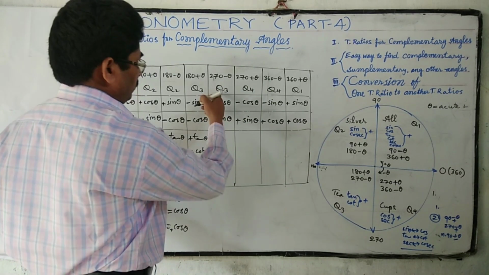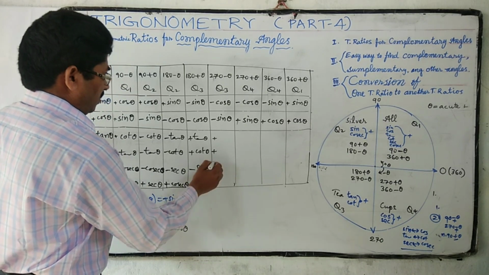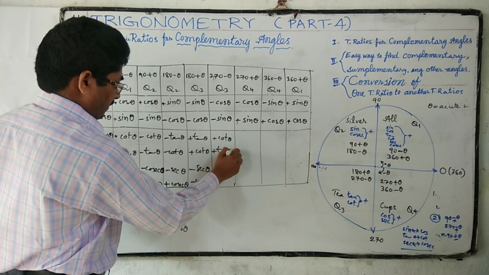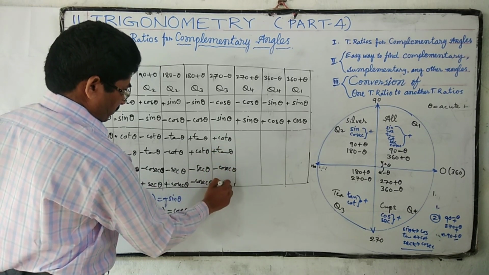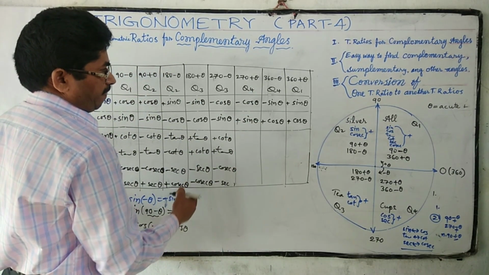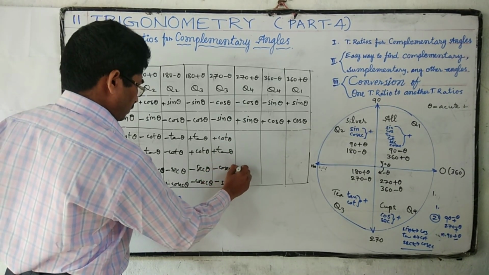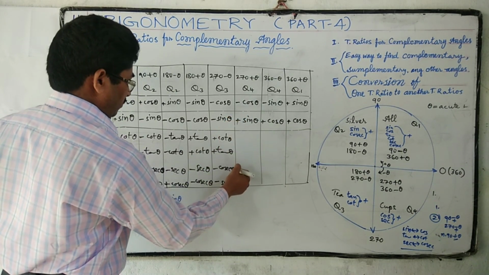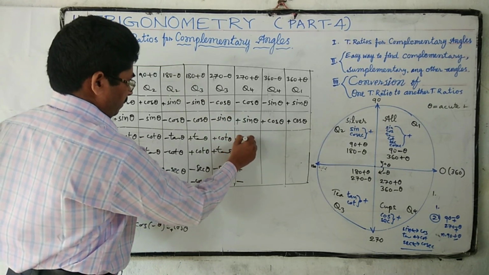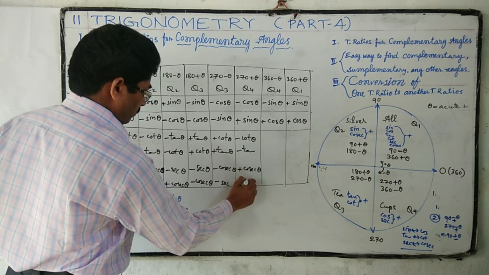Next, 270 minus theta, also third quadrant all silver T, tan only positive, remaining negative. But we have to change the function: tan to cot, cot to tan, sec to cosec, cosec to sec. 270 plus theta, fourth quadrant all silver T cups, cos and sec only positive, remaining all negative, and also change the function: tan to cot, cot to tan, sec to cosec, cosec to sec.